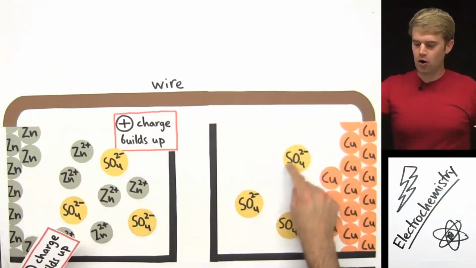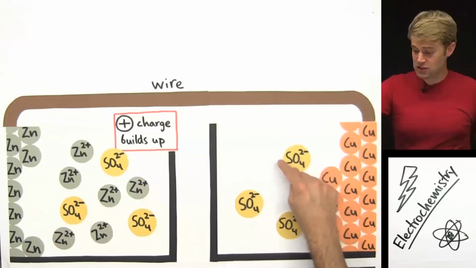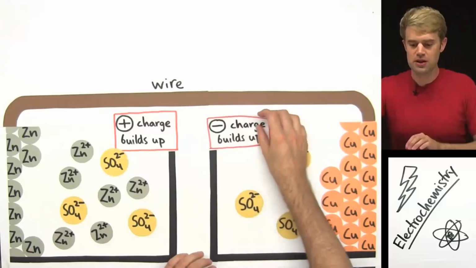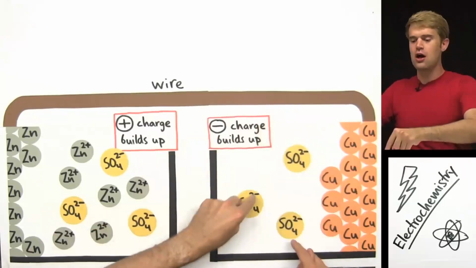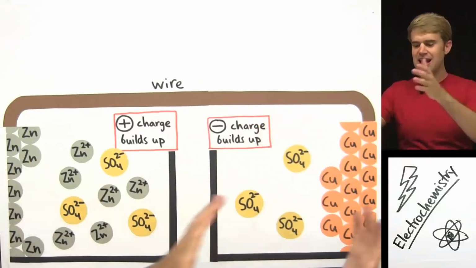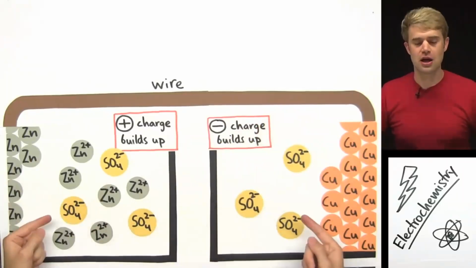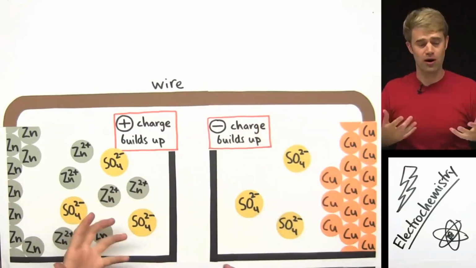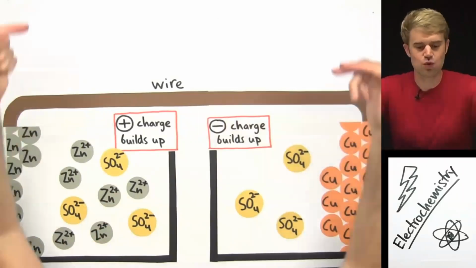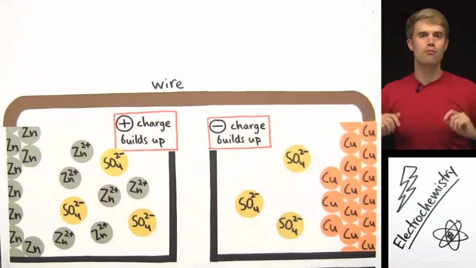Now, there are a whole lot more SO4 2 minuses than there are Cu2 pluses. So a negative charge begins to build up on this side. And if this positive and negative charge build up too much, the cell can't run anymore. It can't continue to make electricity. So that is where the salt bridge comes in. Let me get rid of this wire and show you what the salt bridge looks like.